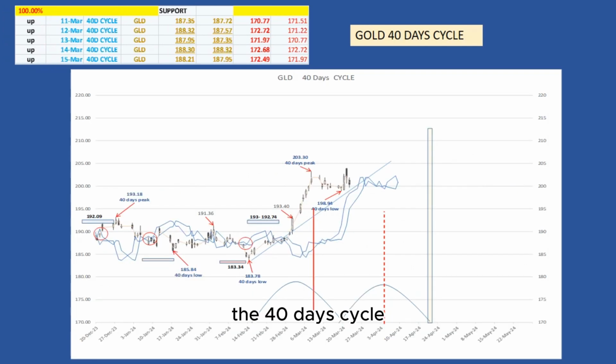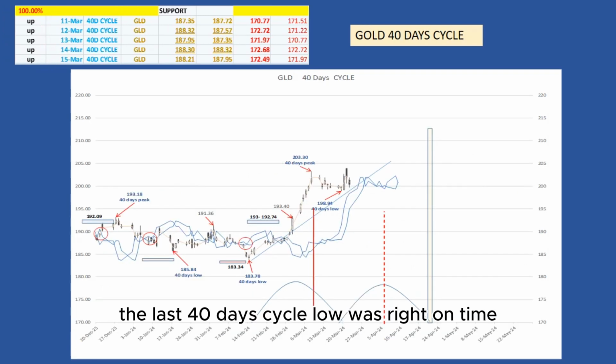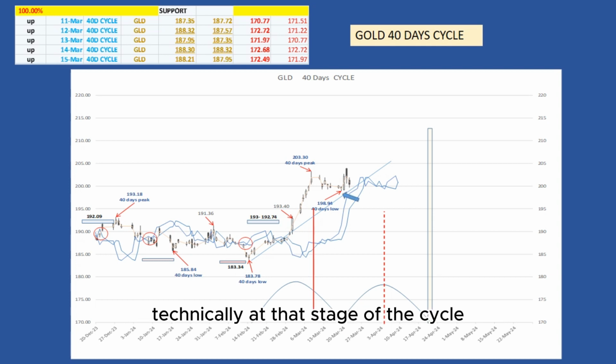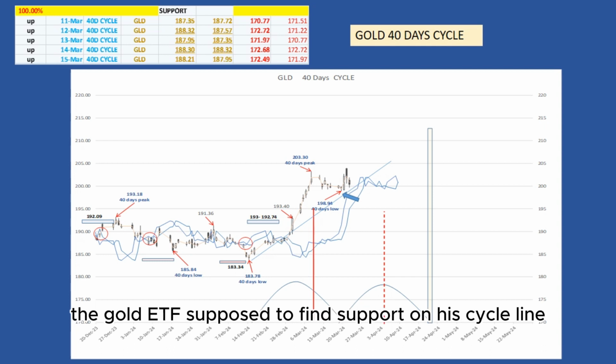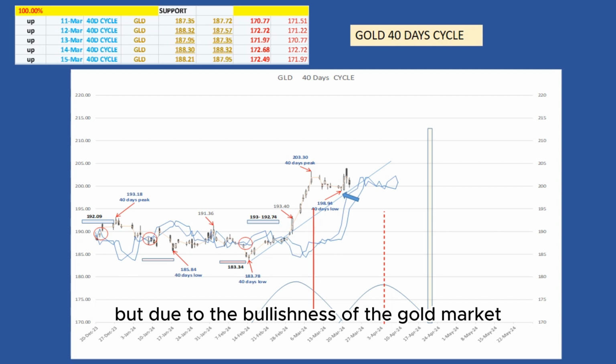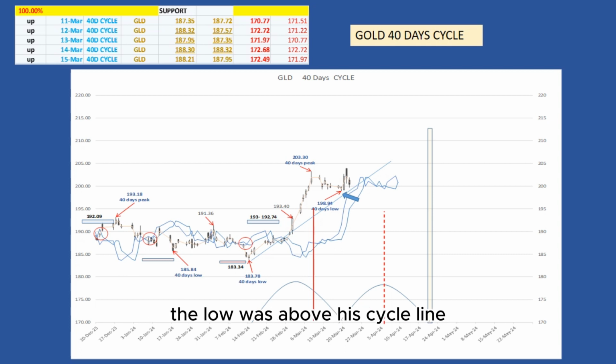The 40-day cycle: the last 40-day cycle low was right on time on March 19th, as expected on the roadmap. Technically at that stage of the cycle, the gold ETF is supposed to find support on its cycle line. But due to the bullishness of the gold market, the low was above its cycle line. The next low is expected on April 22nd. Since this is the second 40-day cycle from the February major low, it will also be the 80-day cycle low.